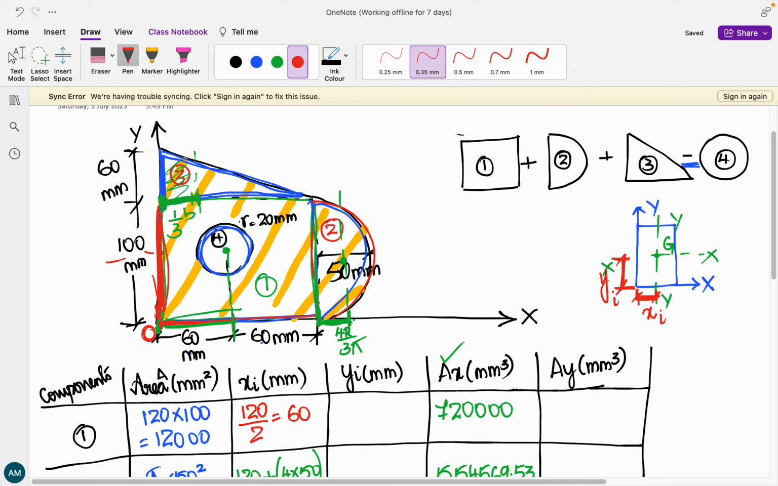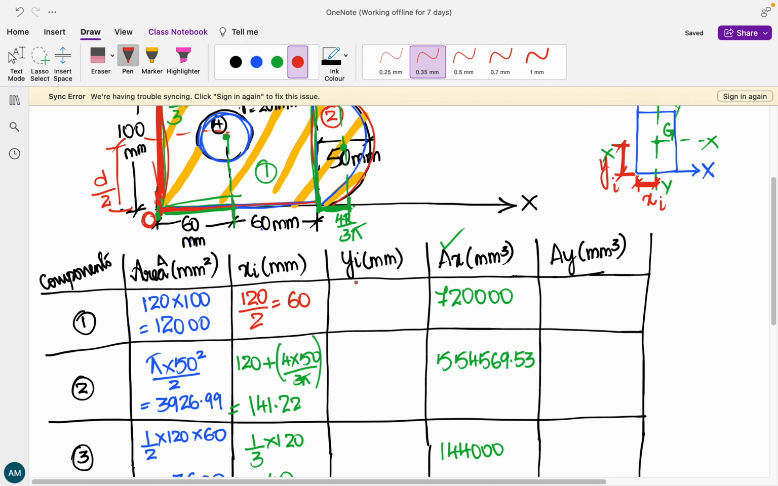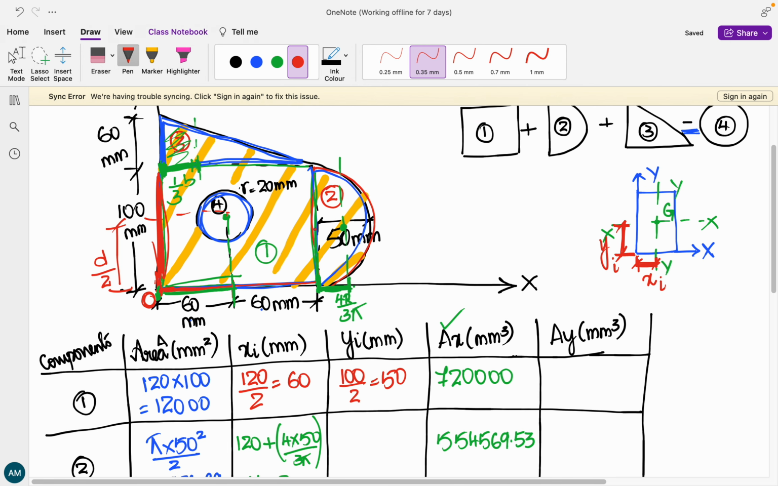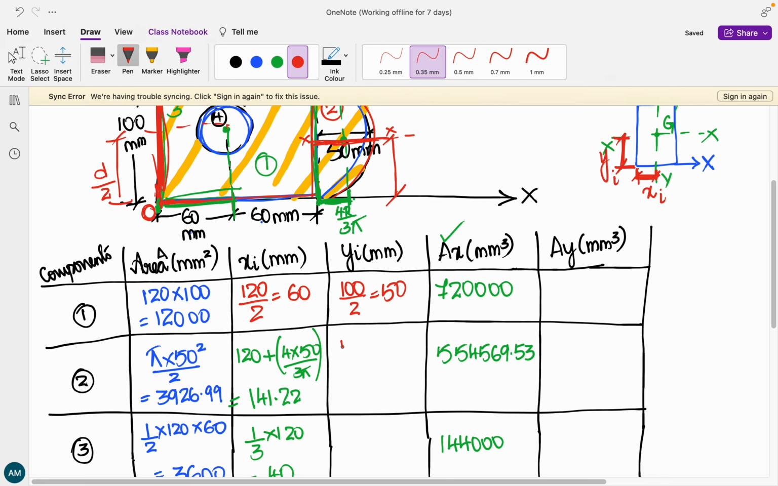From the origin also, it is going to be d divided by 2. d is 100, so 100 divided by 2. The next one, for the semicircle. For the semicircle, centroid is going to be somewhere over here. So this distance, this line, say for example, I just call it the x-x axis for now. This x-x axis is dividing your semicircle into two equal halves. So this is also going to be just whatever is the diameter, divided by 2. This diameter is 100. So the second case is also going to be 100 divided by 2, which is 50.